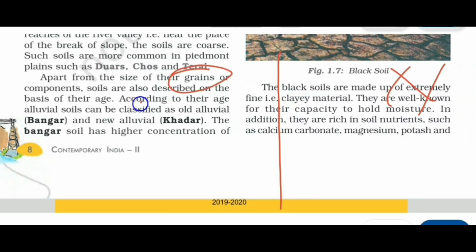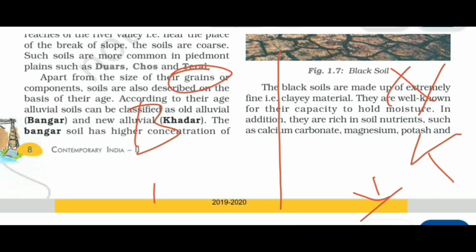Or you can write there Bhangar soil and Khadar soil. The Bhangar soils are big in pieces. That means they are not very fine soil. They have kankar. Kankar means small pieces of stones are available there. And in the Khadar there is very fine soil. So the one difference is given over here.